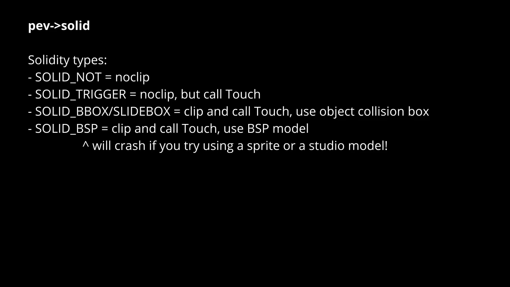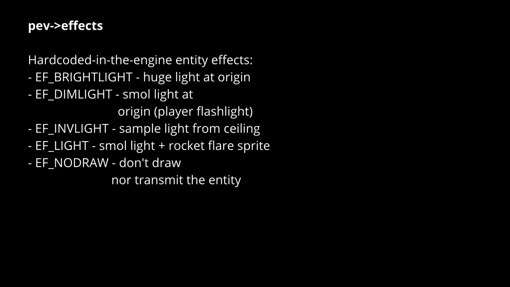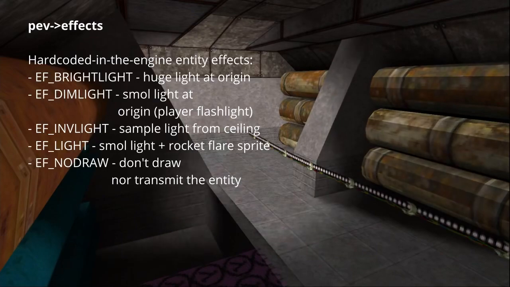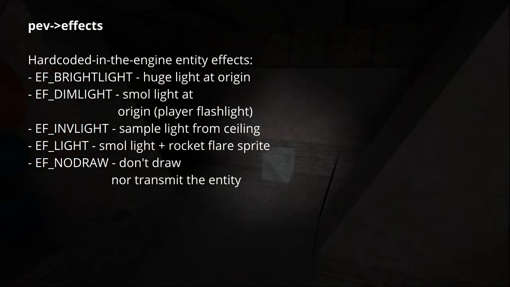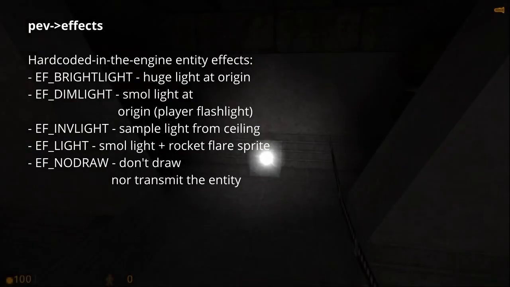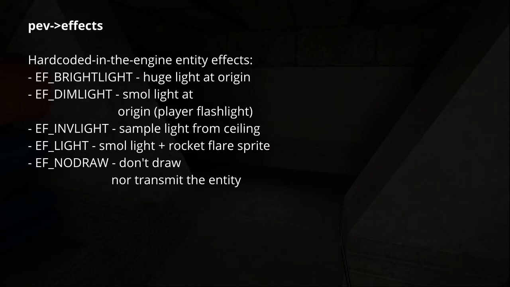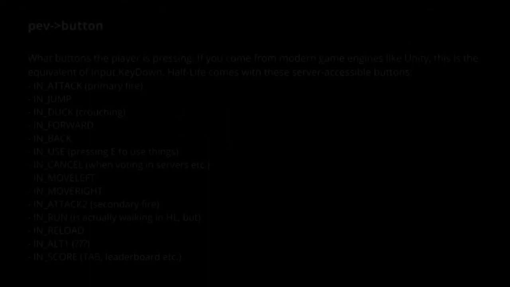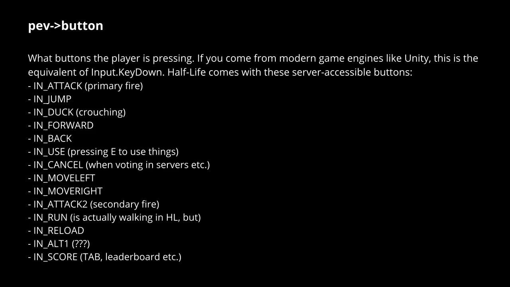Solid BSP finally uses the brush model's clip nodes for collision. PEV effects is a sometimes very useful little variable where you can enable special effects, such as bright light, which emits a huge light around the entity; dim light, which emits a smaller light instead; inv light, which tells the engine to sample lighting from the ceiling instead of the floor, which is used by barnacles, it means inverse light; light which emits a light but also renders an animated rocket flare sprite; and no draw, which basically prevents the entity from rendering.